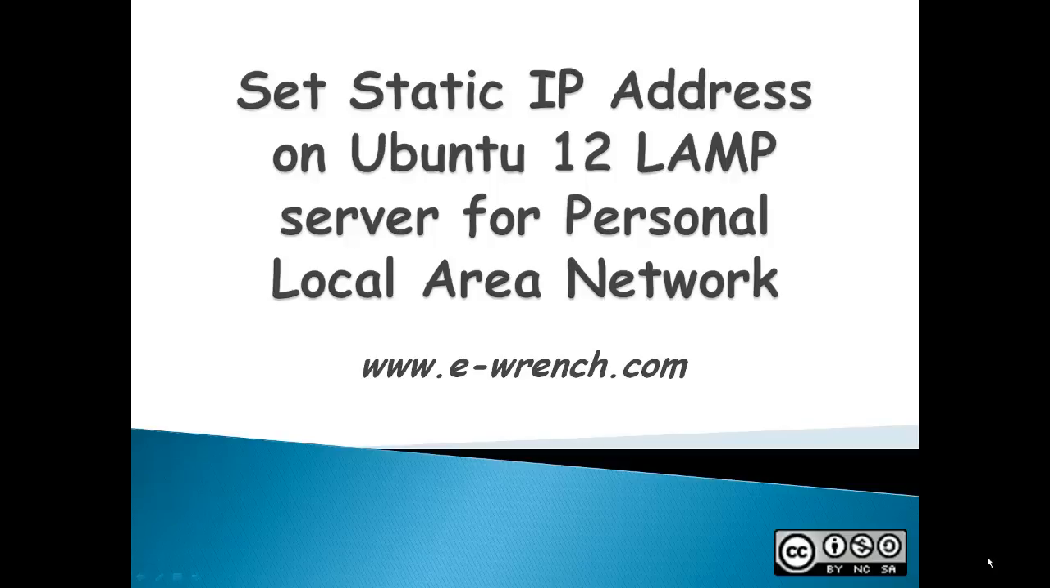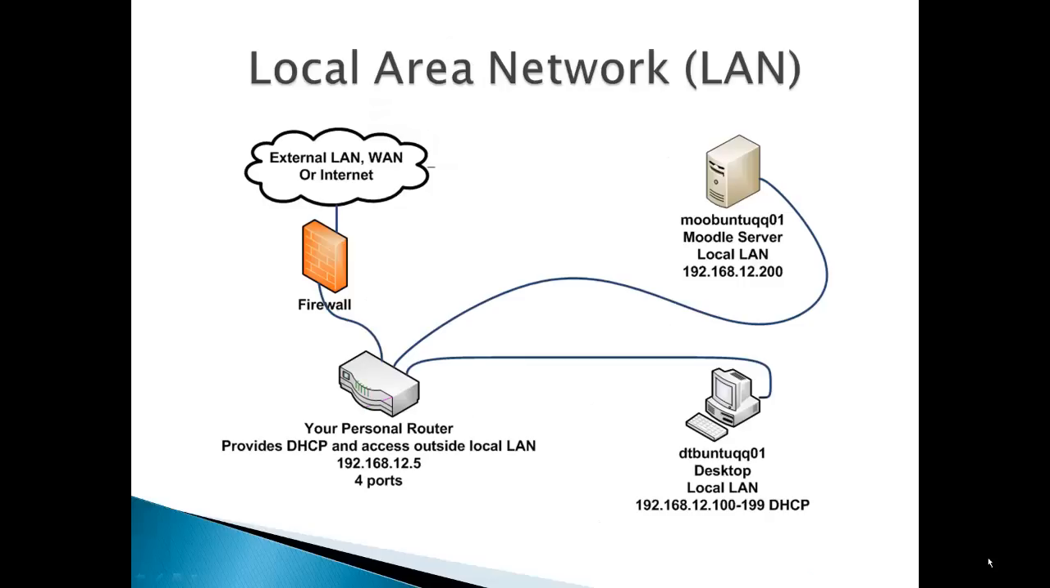This demonstration is about setting up a personal area network using Ubuntu server and Ubuntu desktop. First, the server is given a static IP address. On the desktop, the host file is configured so the desktop is able to find the server by name. The way this is going to be set up is I've got a desktop right here that gets its address from a personal router.